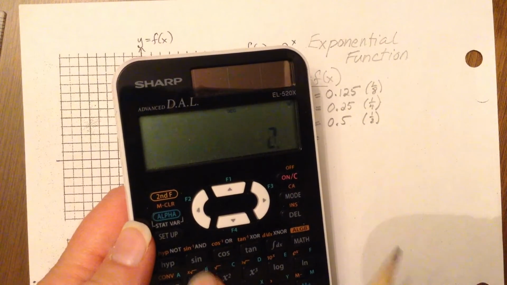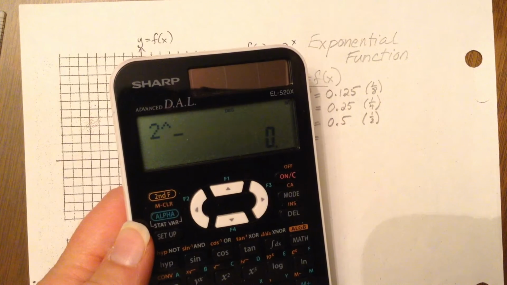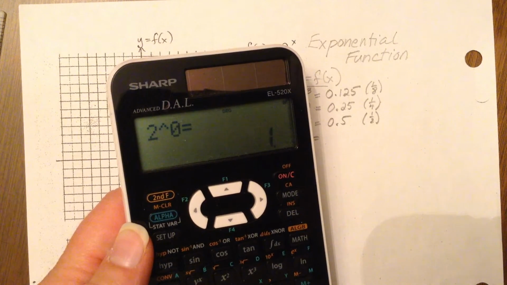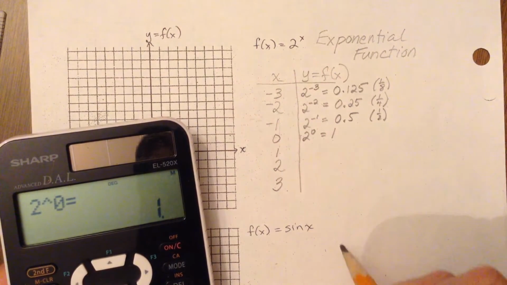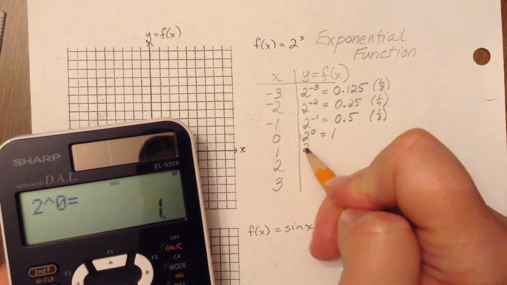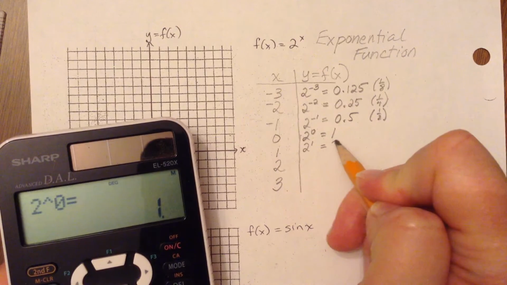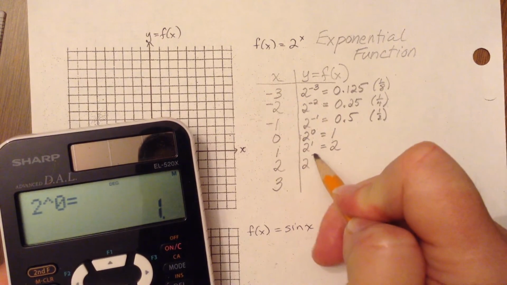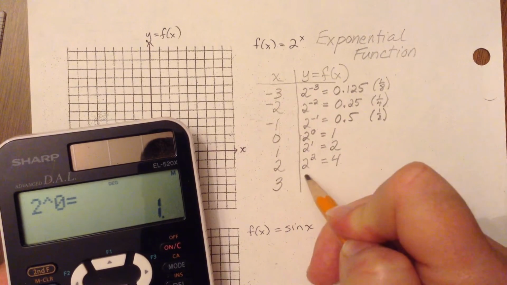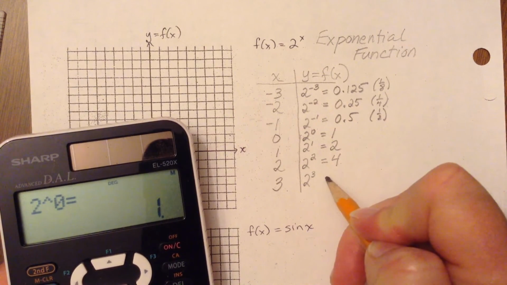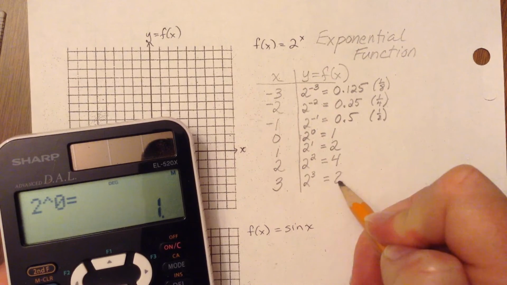Now 2 to the 0, there is an exponent law that tells us any value as a base raised to the 0 exponent has a value of 1. So anything raised to the 0 is 1. And 2 to the exponent 1, that's just 2. 2 to the exponent 2 is 2 times 2, which is 4. 2 to the exponent 3 is 2 times 2 times 2, which is 8.